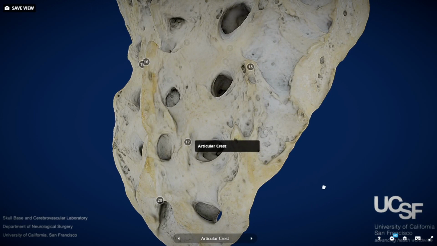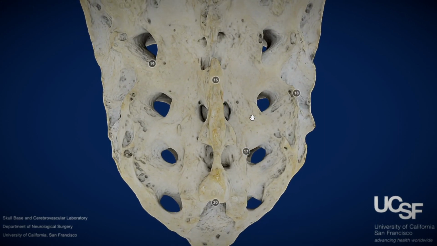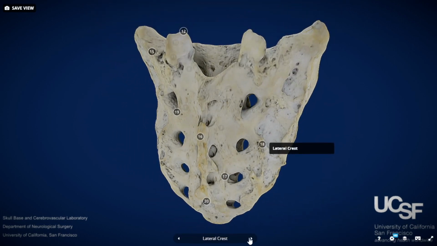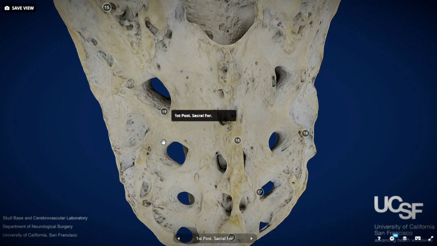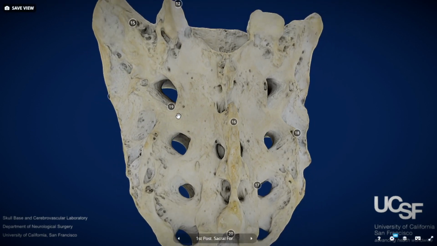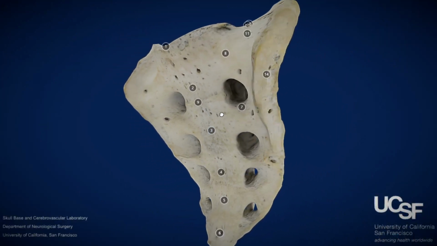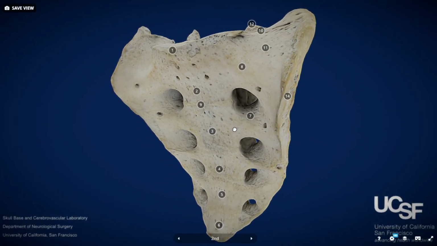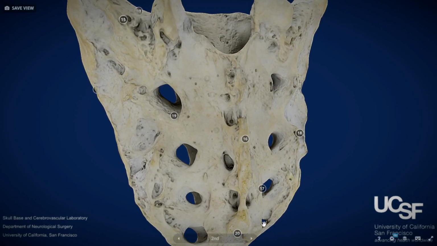There's an articular crest which is also created by the fusion of the articular processes. And there's a lateral crest, which is the place for the attachment of several pelvic ligaments. We can also identify the posterior sacral foramina, which, as well as the anterior, are the place for the exit of neurovascular components. Anteriorly, the ventral nerves, and posteriorly the dorsal nerves.